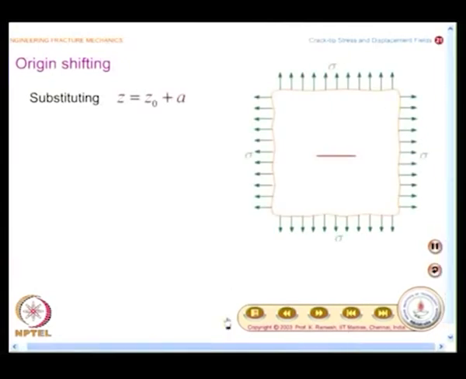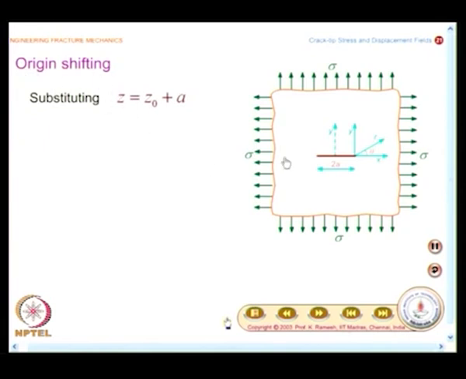Then where does the difference comes? We would see sooner. Why we say that we are talking about near tip stress field or very near tip stress field. So, that comes when I do the origin shifting.